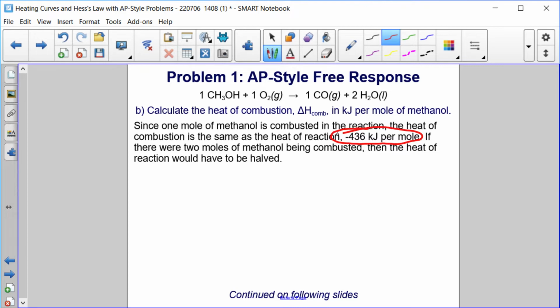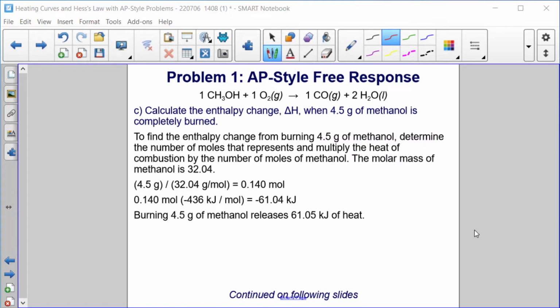CH3OH methanol combusted. Part C, calculate the enthalpy change, delta H, when 4.5 grams of methanol is completely burned. So what we need to figure out is how many moles is that? We know how much the delta H is when a full mole is combusted. But what if we only have 4.5 grams? So first, determine the number of moles that represents, and then multiply the heat of combustion by the number of moles of methanol.